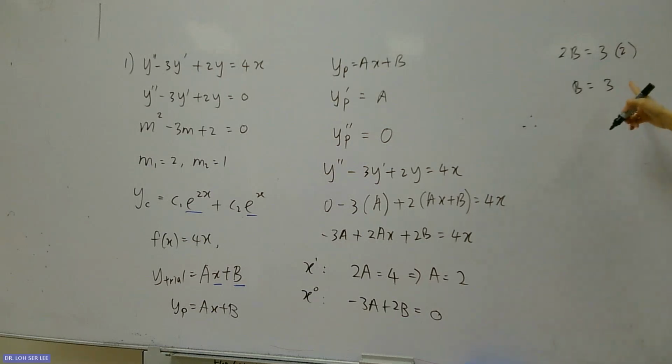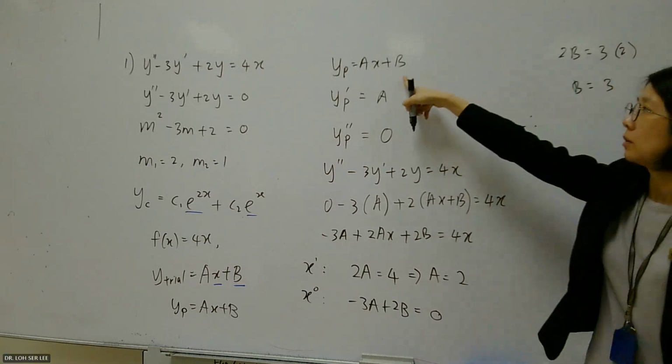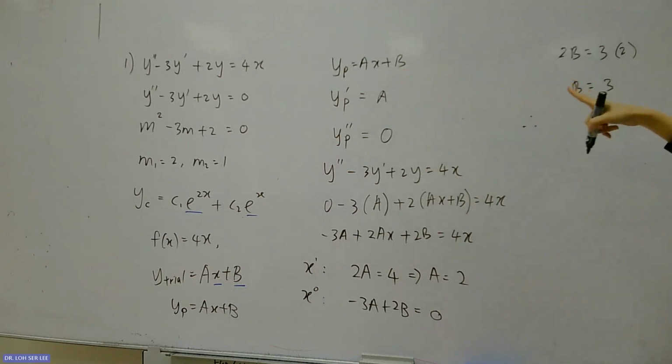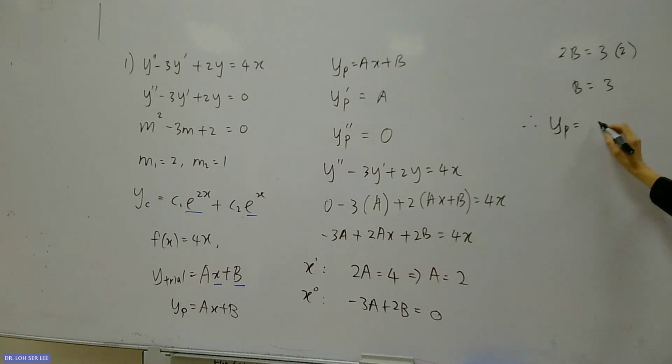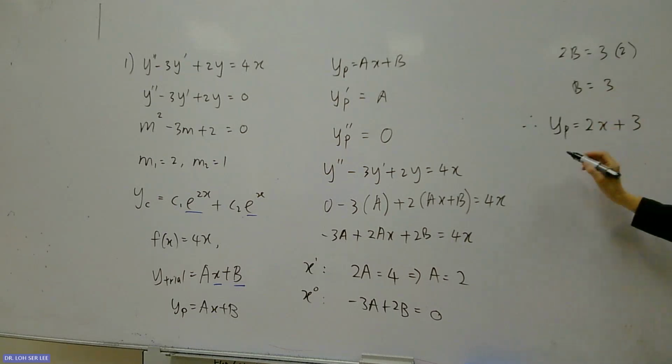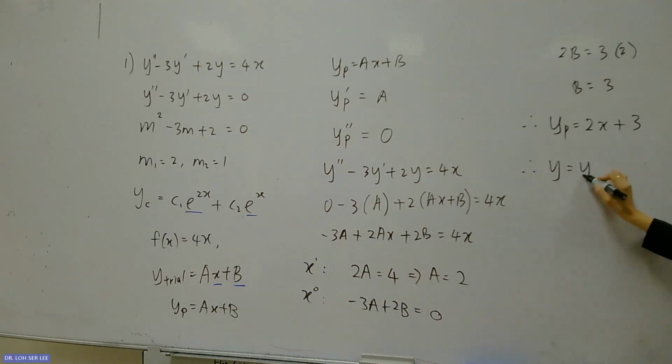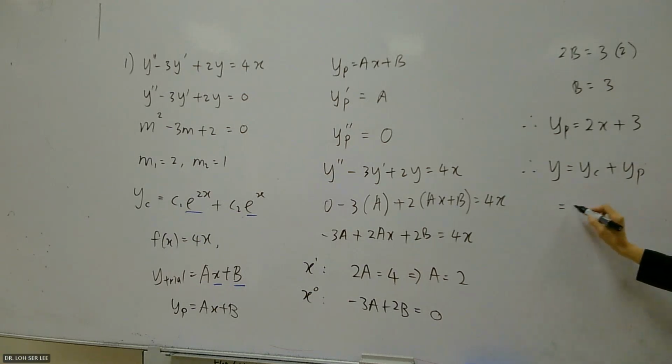Okay, so now you have found your yp. Your yp is ax plus b. Once you have your yp, the one with values, then you can get your final solution. So your final solution is yc plus yp.